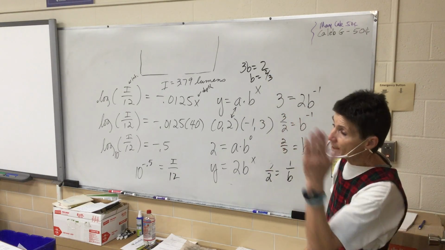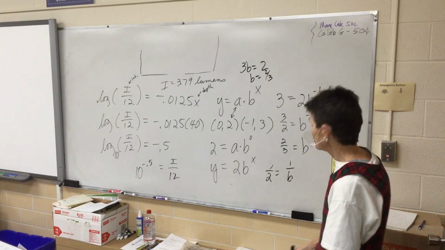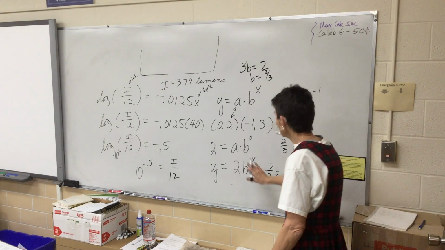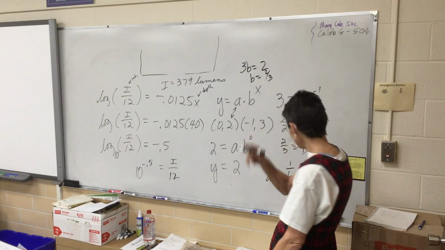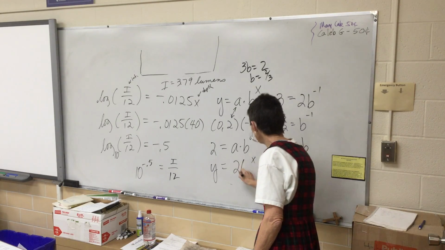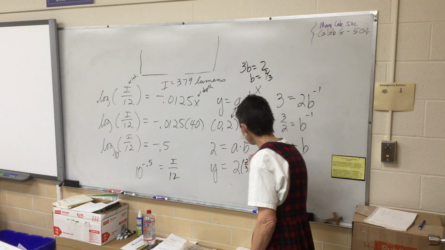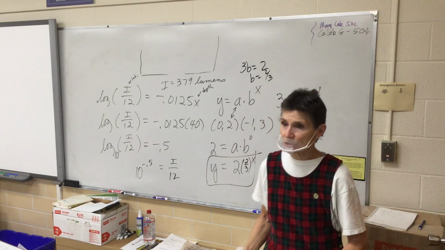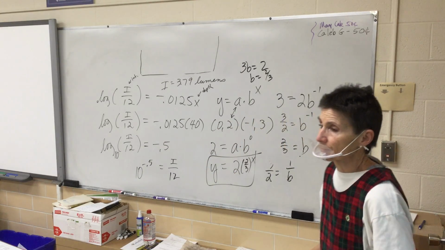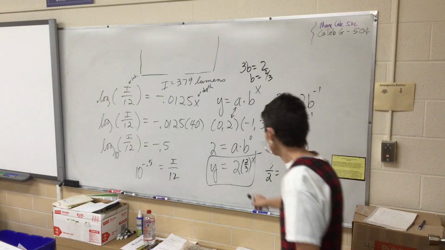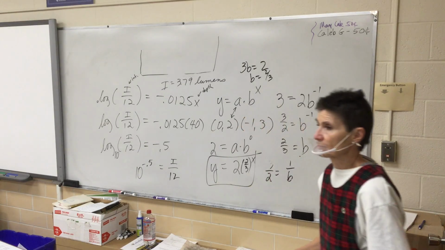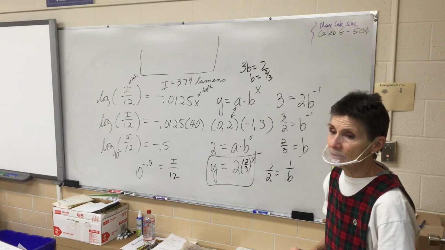Now, a hugely common mistake that's made here is you forget that's not the answer. The answer is the equation. So 2 times 2/3 to the x. That is your equation. Never multiply these. No matter what they look like, don't multiply them.